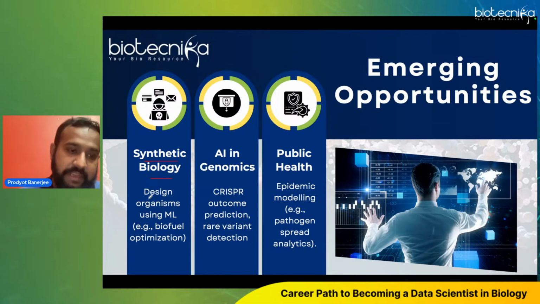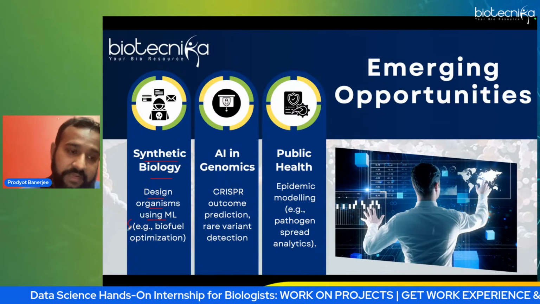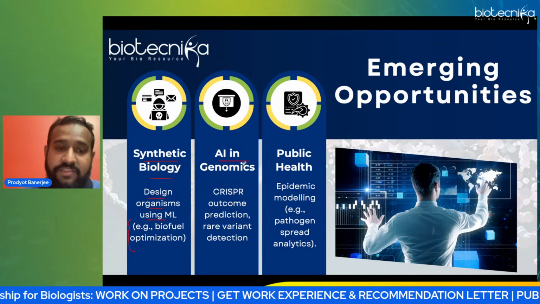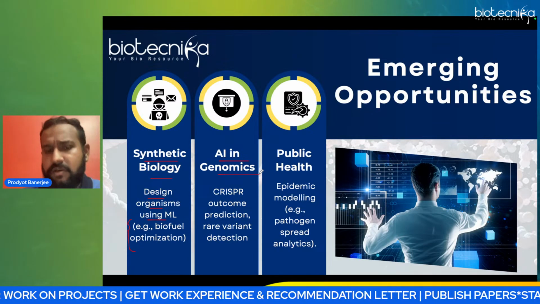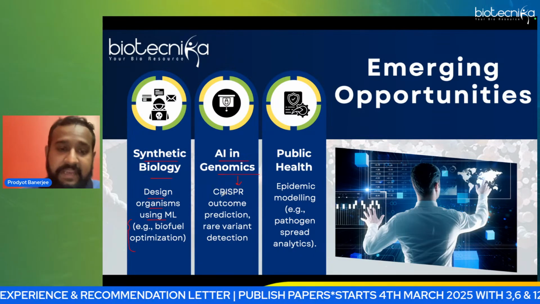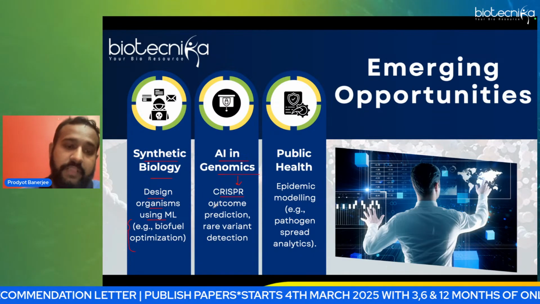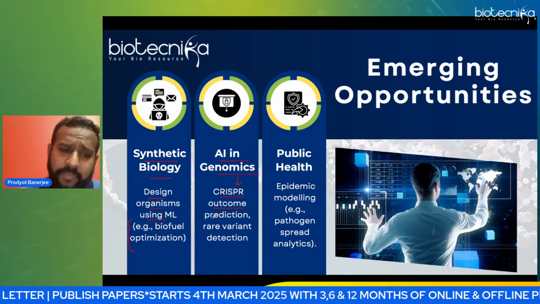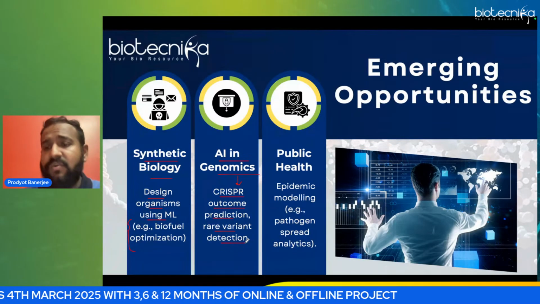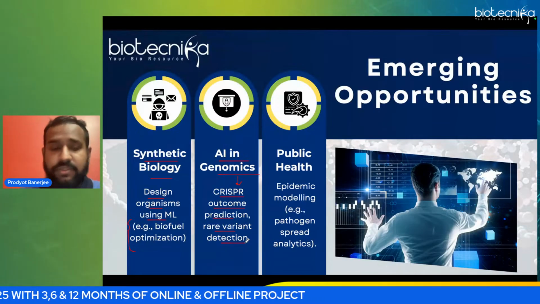So, for designing organisms using machine learning, you can utilize it, for example, in biofuel production and optimization of those. Then AI in genomics, not only in genomics but also in multiomics. But particularly in genomics, you can work with data analysis, CRISPR, CRISPR outcome prediction, rare disease or rare variant prediction and detection, and coming up with a drug for those. So those things are there.